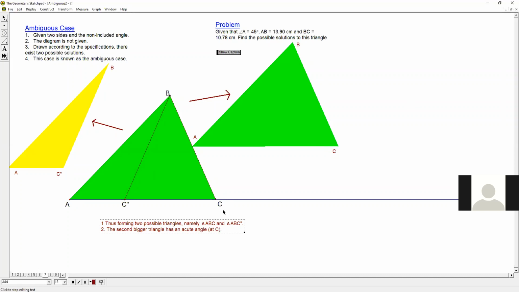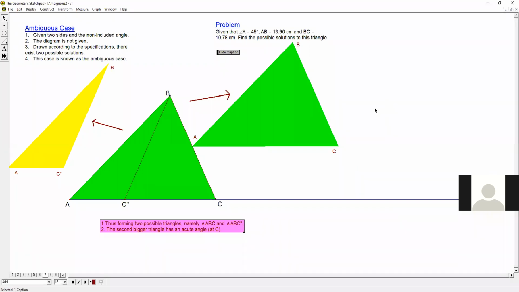Okay, it has an acute angle at C. So it's an acute angle at C. From here you can see two possible triangles. Now, if they change the labeling and change the numbers here, can you still follow the same method to create two different triangles? And bear in mind, the specification given follows that of the sine rule.